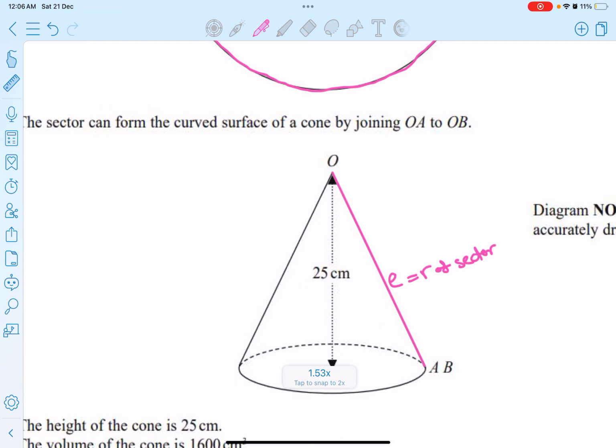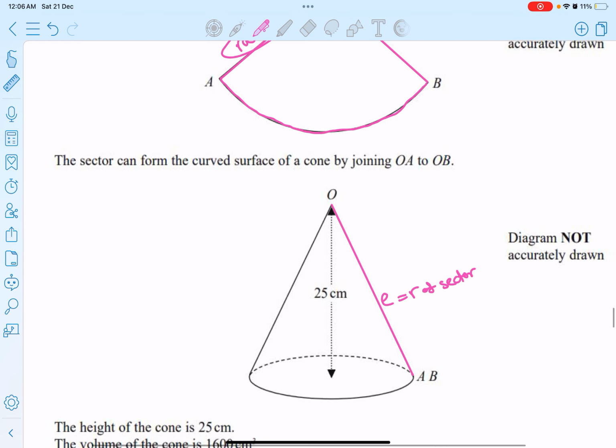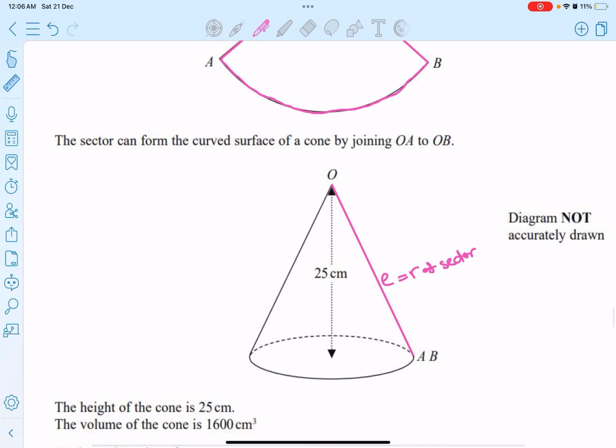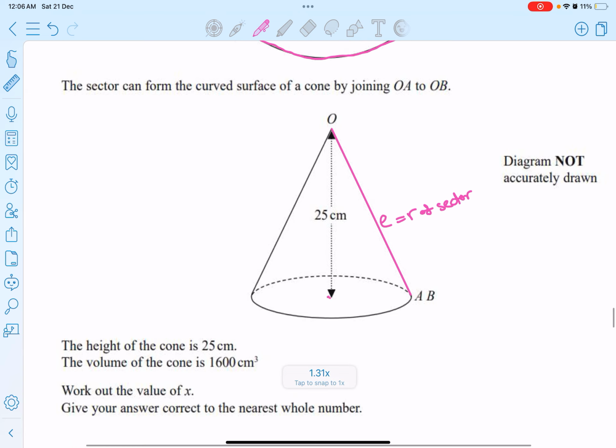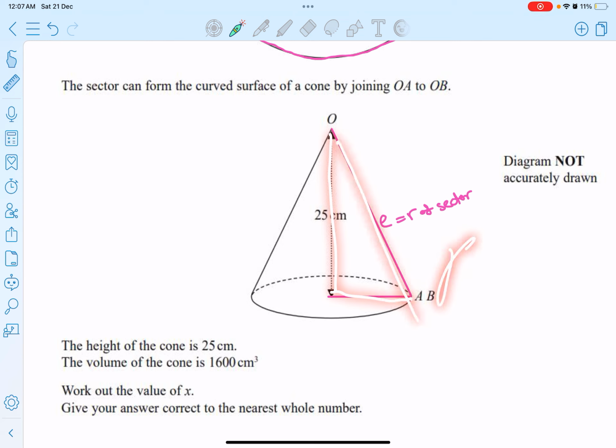Okay, so to get the slant height of the cone, which is the radius of the sector, I need to first get the radius of the cone. Because when I get the radius of the cone and I already have the height, I can get the slant height by Pythagoras, because this is a right angle. The height is perpendicular to the base, to the radius.